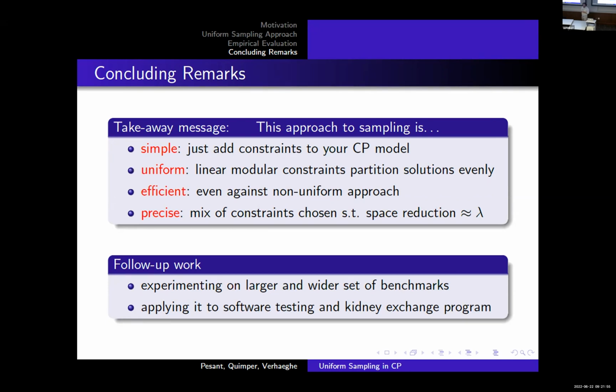Follow-up work: we're currently experimenting with a larger set of benchmarks to see how to better delineate its strengths and weaknesses. And we're looking at applying it to software testing and the kidney exchange program. I mentioned algorithmic fairness. Well, there's a fairness question there of who gets a kidney in the transplants. Having all the solutions is an important aspect, but if there are too many, if you sample, you can still do something. Okay, that's all.